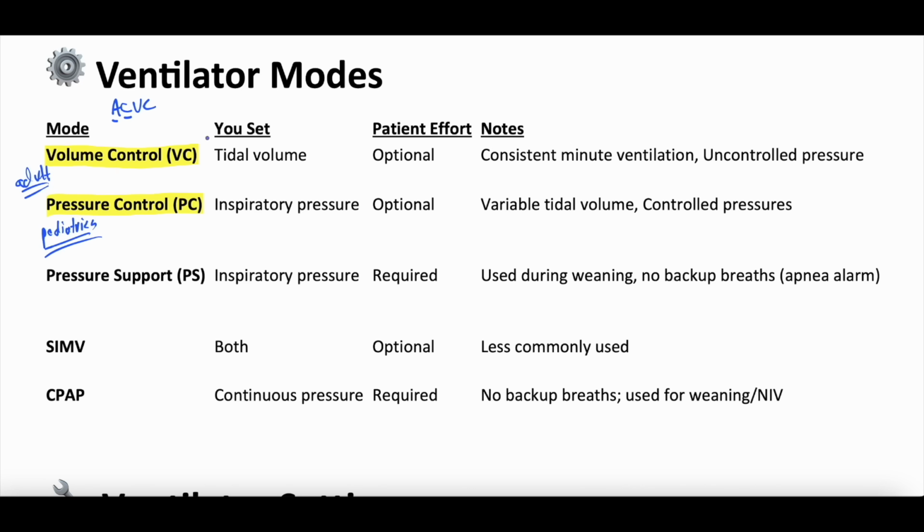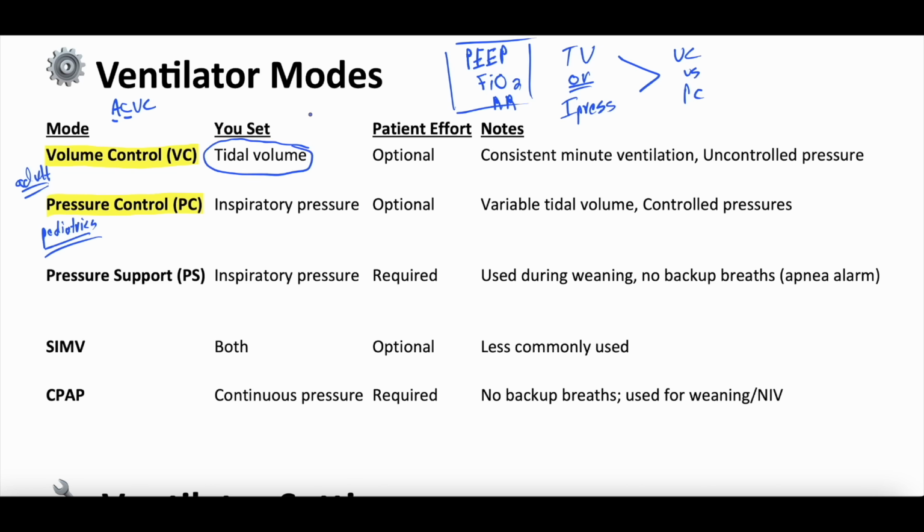But in volume control, the main variable you're setting is something called the tidal volume. So anytime you put a patient on mechanical ventilation, there's kind of four different things that you're setting each time. There's way more than that, but these are the four basic things, and it's PEEP, FiO2, respiratory rate, and then either tidal volume or inspiratory pressure. And this is the difference between volume control versus pressure control. So we'll talk more about these in a second, but in volume control, you are setting the tidal volume.